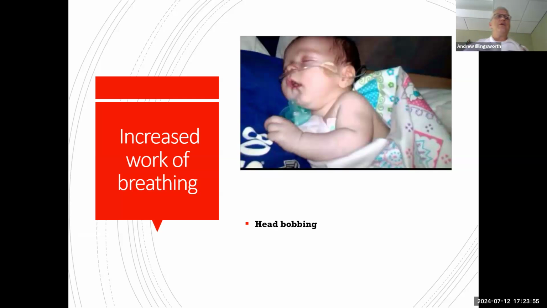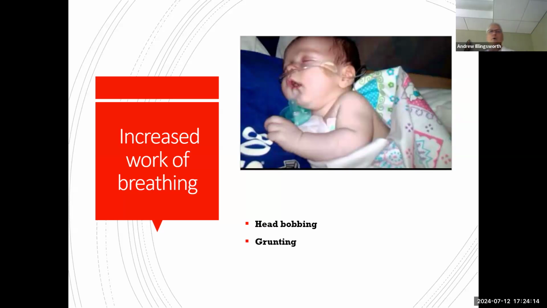So in kids with increased work of breathing, you'll see head bobbing in babies. The head bobbing is actually them using all of their muscles. They're using their stomach muscles, their neck muscles, and their chest muscles. It makes their head go up and down as they're breathing. They're going to be grunting.